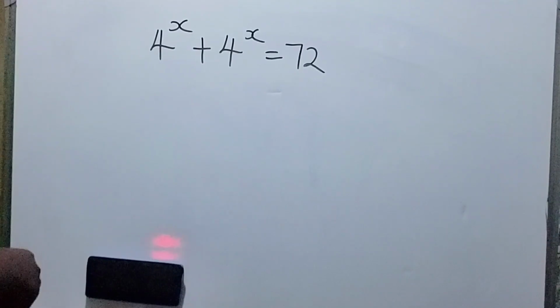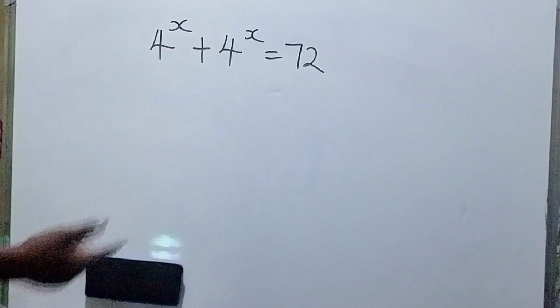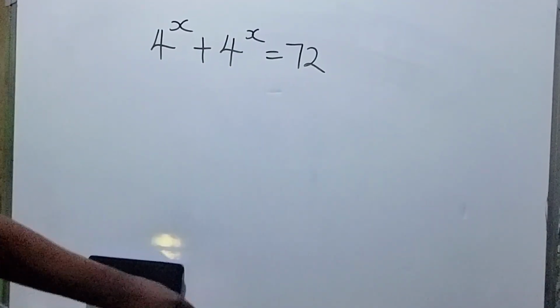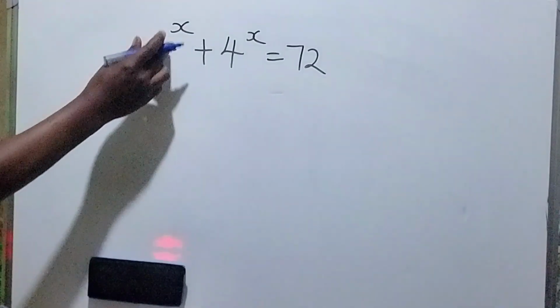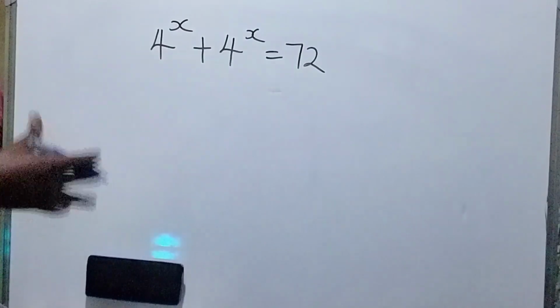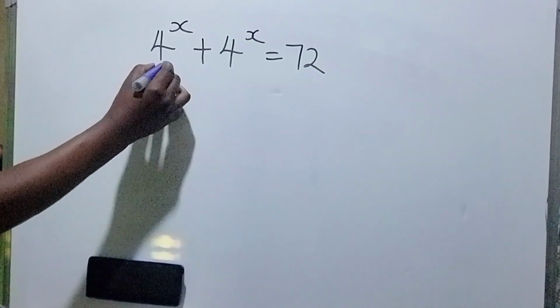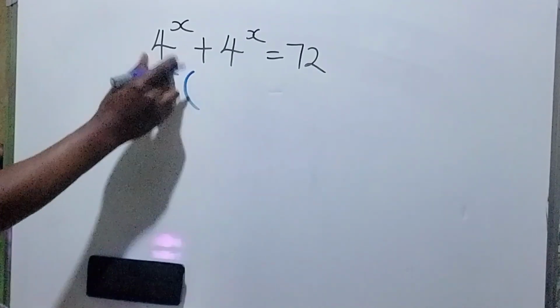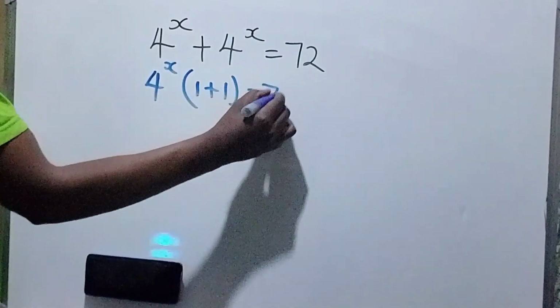So look at this question here. We have been told that 4 power x plus 4 power x equals 72. Now we need to solve this question. The first thing we do, remember, 4 power x plus 4 power x, those are the common numbers. Now it will be 4 power x into (1 plus 1) equals 72, because they are the same.